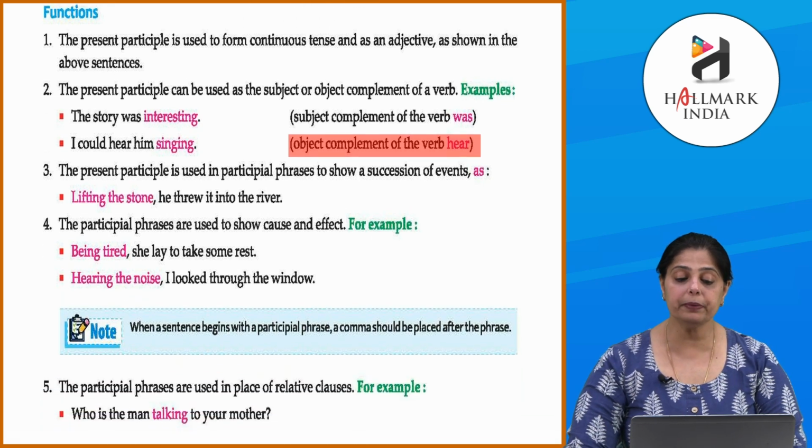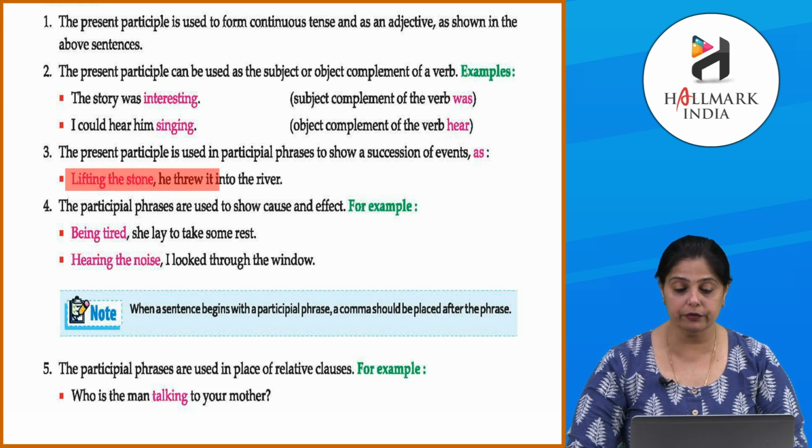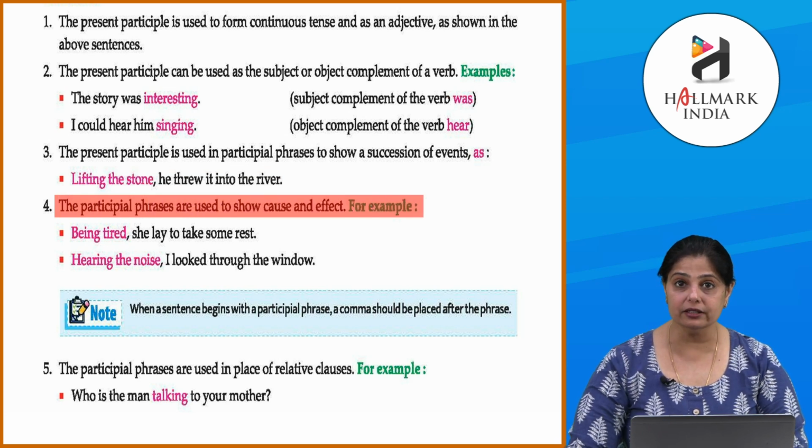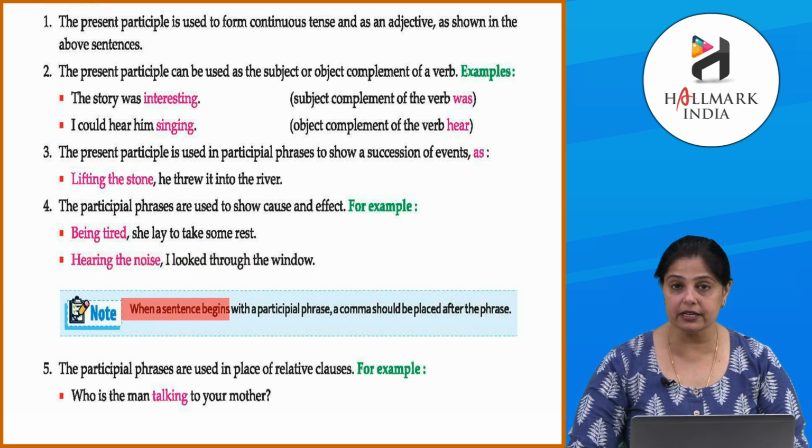Okay. The present participle is used in participial phrases to show a succession of events, as lifting the stone, he threw it into the river. The participial phrases are used to show cause and effect. For example, being tired, she lay down to take some rest. Hearing the noise, I looked through the window. So note, when a sentence begins with a participial phrase, a comma should be placed after the phrase.